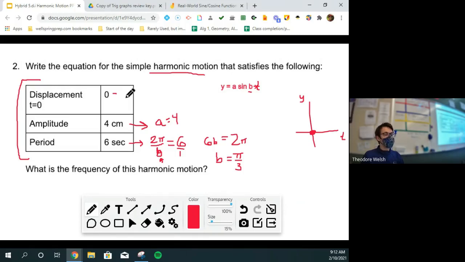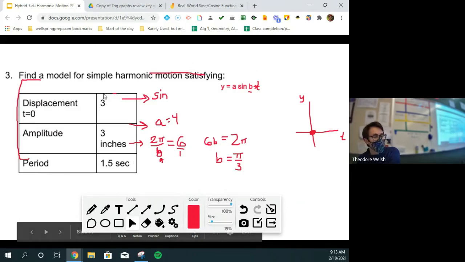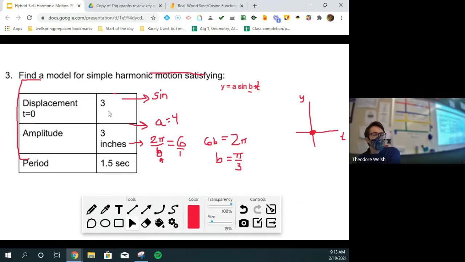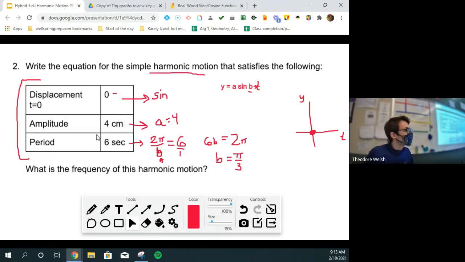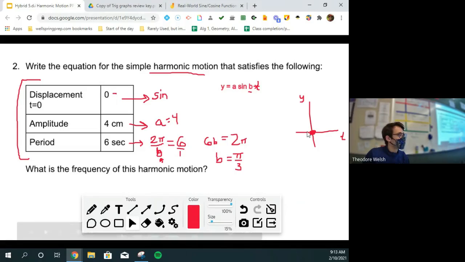So what this tells me, because we are starting at the origin, at the center, it tells me we should be writing this as a sine function. You'll see with our next problem, and we will finish this one, our next problem has displacement at 3, not at 0. Our next problem, because our displacement is at the peak, it's going to tell me we need to write it as a cosine function. So your displacement essentially tells you what type of function you should be using, whether that's sine or cosine, because sine always starts at 0, 0. Cosine always starts at the maximum.